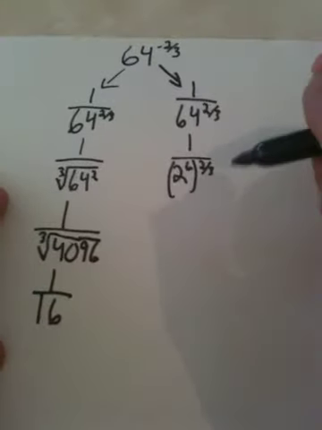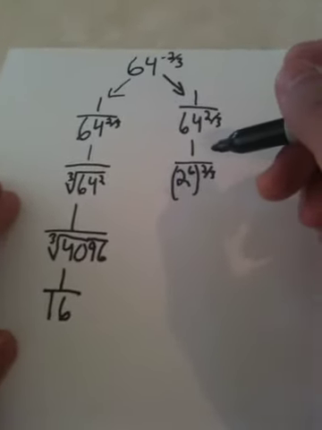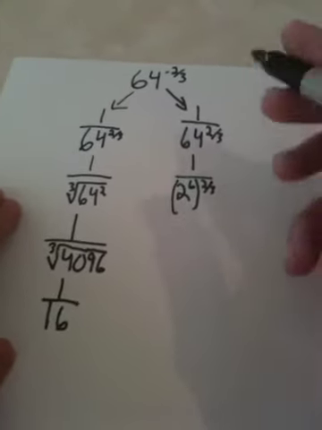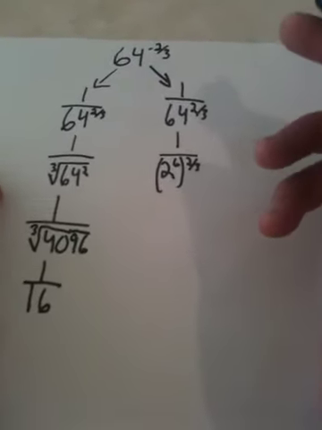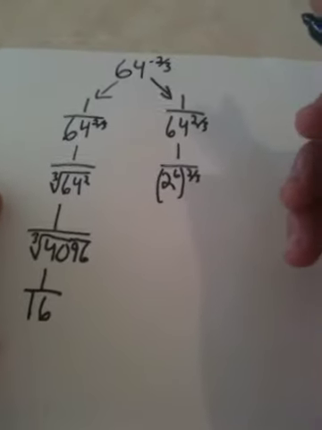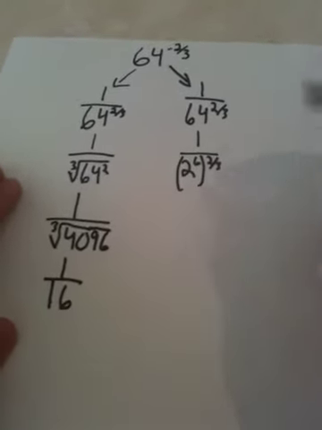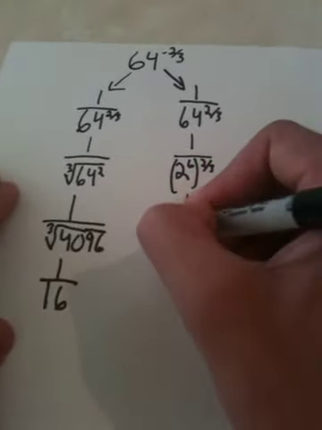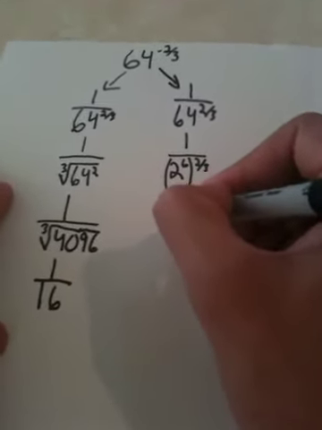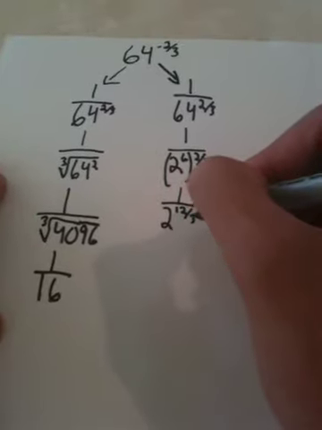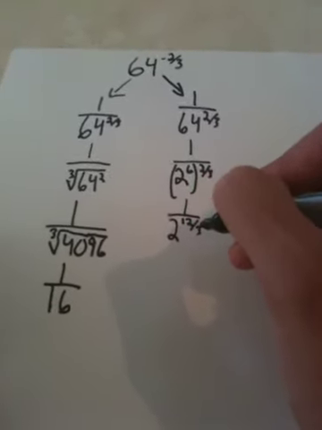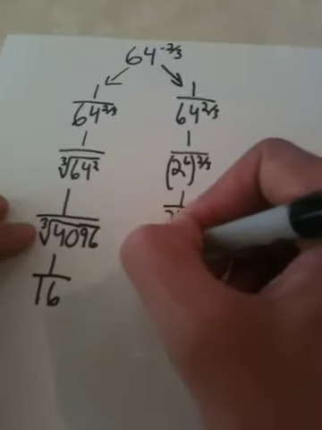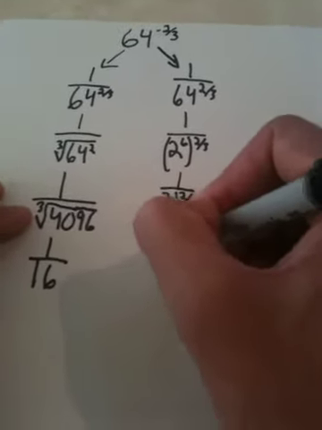This makes 1 over parentheses 2 to the 6th, and outside the parentheses you still have 2/3 as the exponent. Because of the rule of exponents, you will multiply the exponents, making it 1 over 2 to the 12/3. 12/3 can then be simplified to 4, and you are left with 1 over 2 to the 4th.